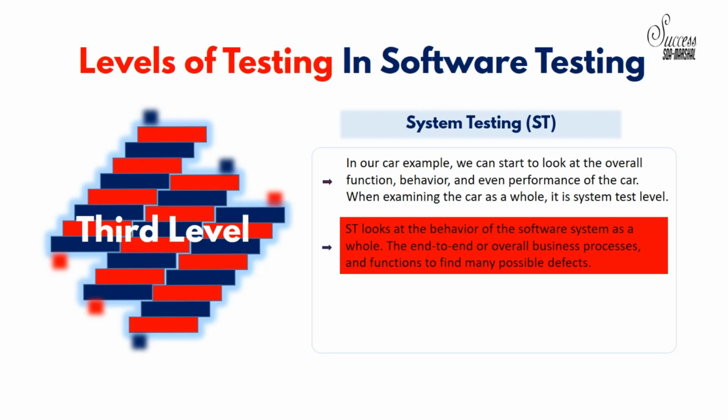Either you are doing unit testing, integration testing, or system testing, what you are doing is testing, and the purpose for everything is to find defects, to find what is not working well so that they can be repaired or fixed. That is the essence of all these levels of testing. But each level of testing has a specific objective. Just like system testing is testing the end-to-end or the overall business process, and also the function, to find as many possible defects that are lurking in the system.